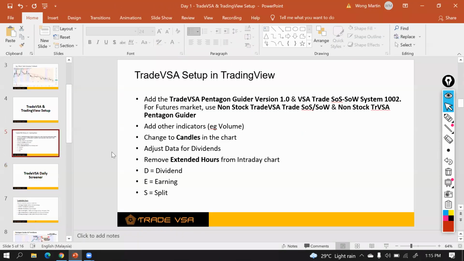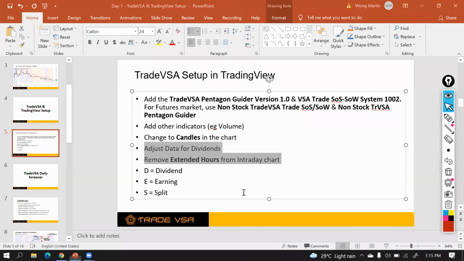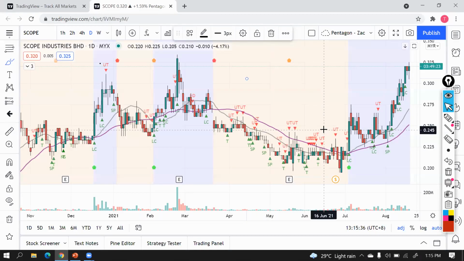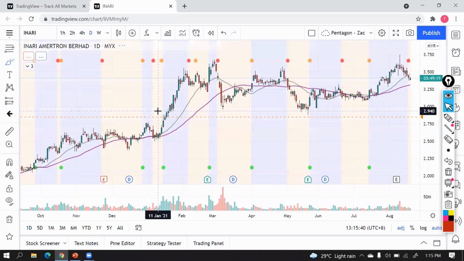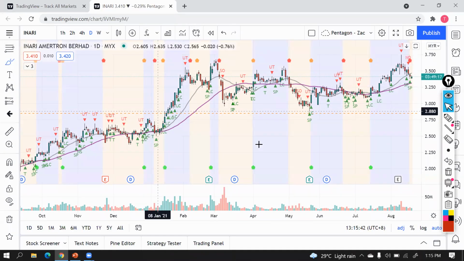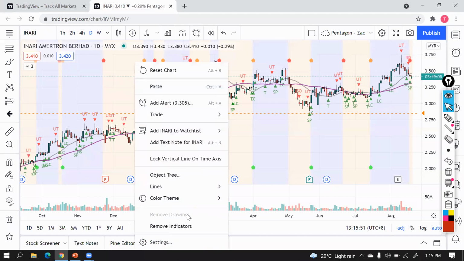Now, these two, members very often don't really adjust. For me, I like to adjust the data for dividends, because this gives me more accuracy. For example, I need to look for a stock with dividends, maybe Inari. Let's try Inari, I think they give dividends. Yes. What you do is point your mouse on the chart, right click, and go to settings.